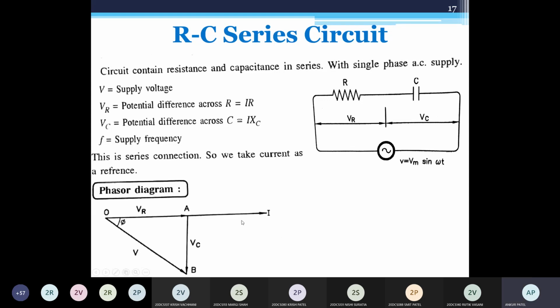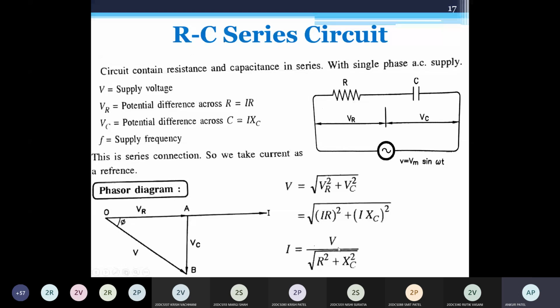So just check this phasor diagram. I is taken as reference. VR is in phase with the current. This VC lags the current by an angle of 90. So AB is VC, and V is the phasor sum of VR and VC. So the resultant V is equal to the square root of VR square plus VC square, that is equal to the square root of IR square plus IXC square.